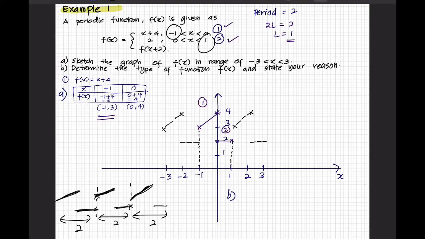Question B. Determine the type of function f(x) and state the reason. From your graph, you can see that the function is not even because it is not reflected here. It should be here. It should be like this. It should be reflected here. Okay, not even. And then check for odd. Okay, the function is not odd because it is not reflected at the origin. So the function is neither.